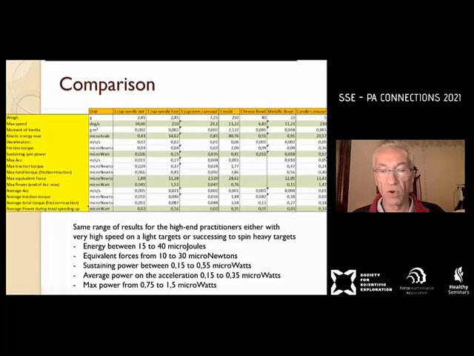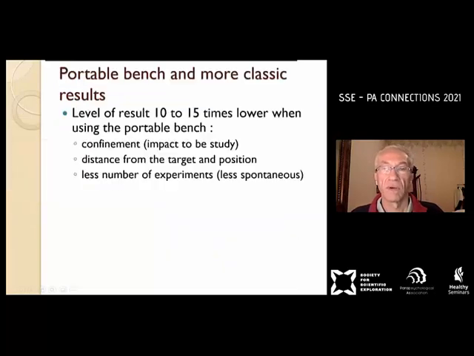And max power 0.45 to 1.5 microwatt, which is the power at the end of the max acceleration. If we look at the result of what we get from the lab experiments with the portable bench, we are at 10 to 15 times lower than the best performance because of the confinement.